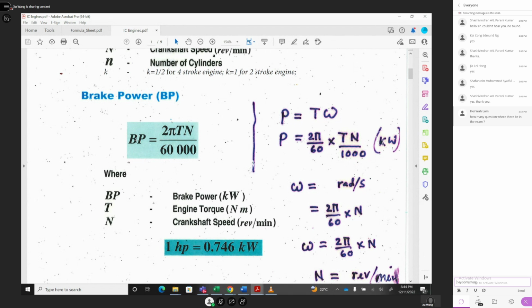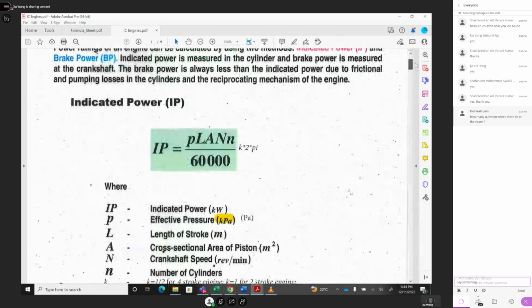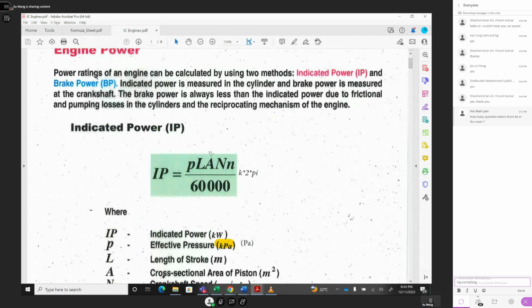That's what this is for the brake power as well. Okay, the same thing. Because this is RPM, the engine RPM, revolutions per minute, that's why you have to multiply by 2 pi divided by 60. The same principle. And if you want to get kilowatts, you have to divide by 1,000. The reason is the same.